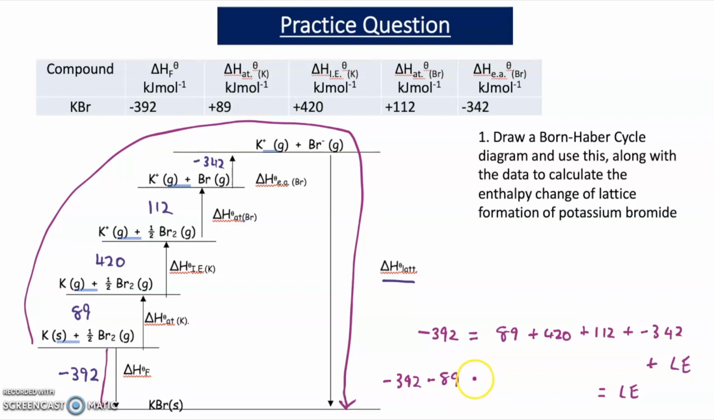So if I rearrange the equation, I have minus 392 minus 89 minus 420 minus 112 plus 342 equal to the enthalpy change of lattice formation. And if I put these values into the calculator, I get a value equal to minus 671 kilojoules per mole. And this value is, as expected, exothermic, because when you form a lattice, energy is given out.